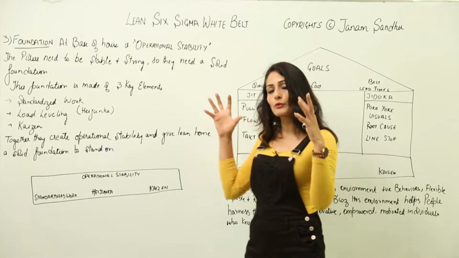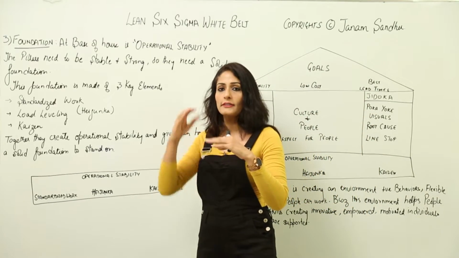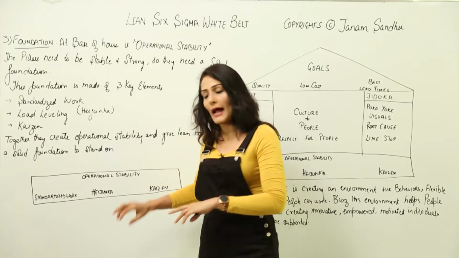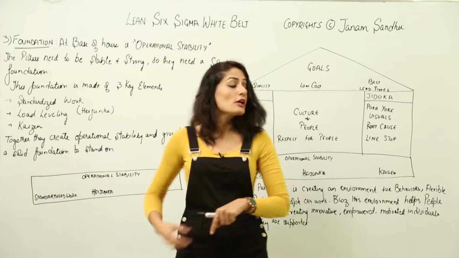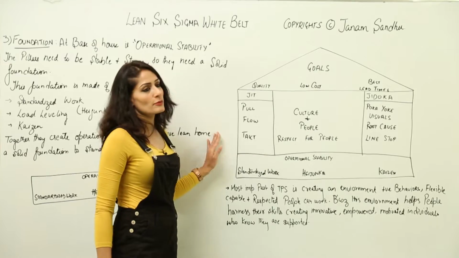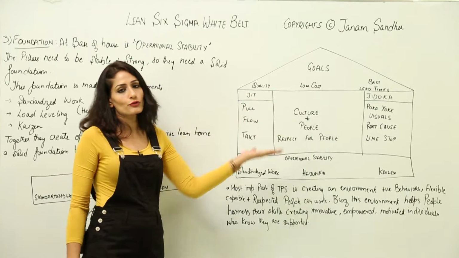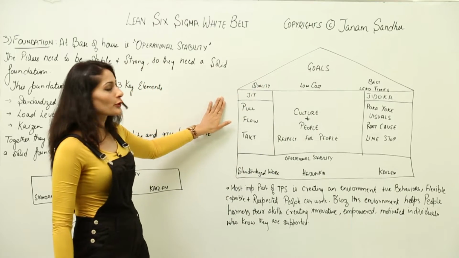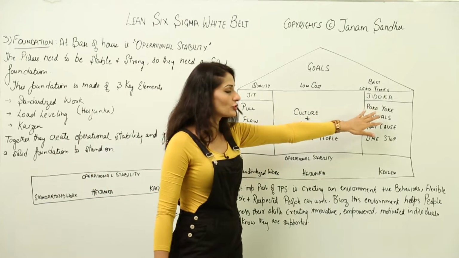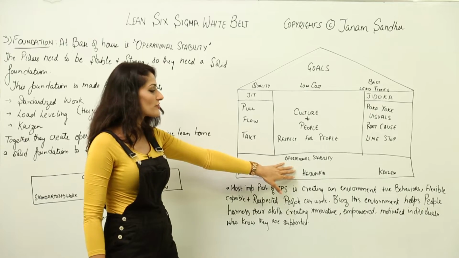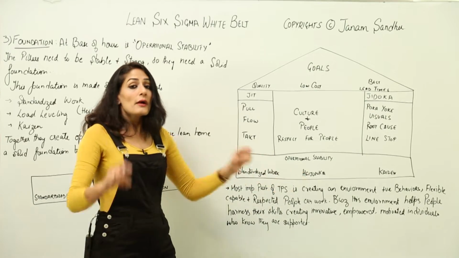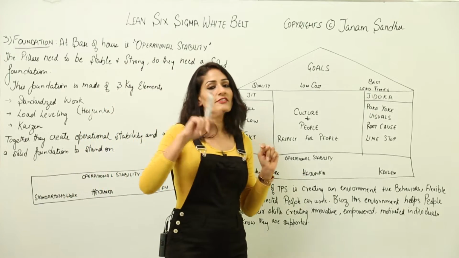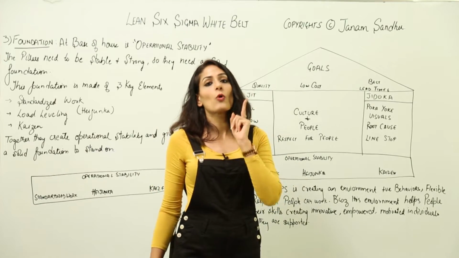So if I now put all the components together, that is the roof, the pillars and the foundation, this is how the TPS system or the Lean house or the house of quality looks. Here we have our goals, then we have our two pillars, that is JIT and Jidoka, and then we have our operational stability as the foundation. But always remember, I never said it's a house, I always said it's a home.